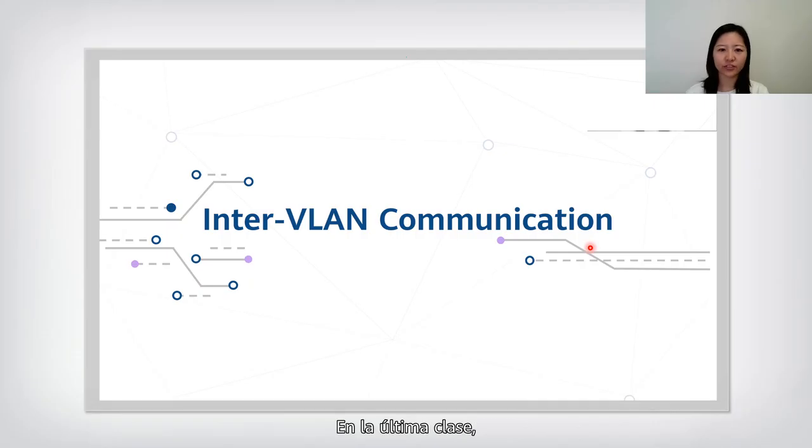In the last lecture, we talked about VLAN. We know that two devices in different VLANs cannot communicate with each other. They are not in the same broadcast domain. Then how can they communicate? We should use the inter-VLAN communication technique, which will be introduced in today's lecture.